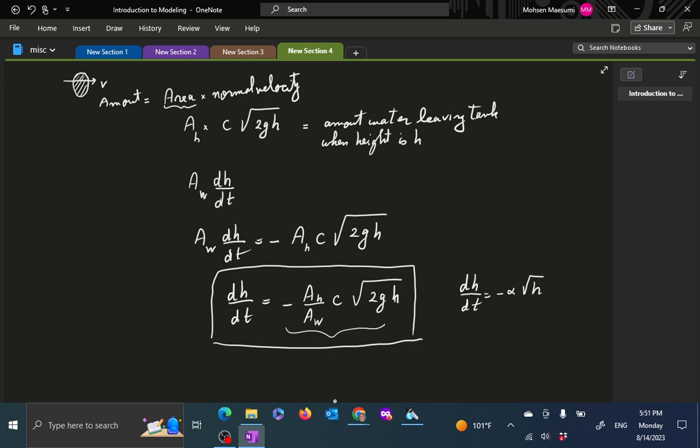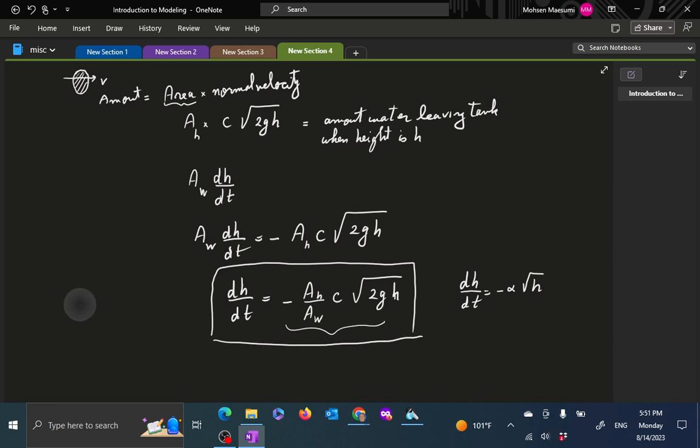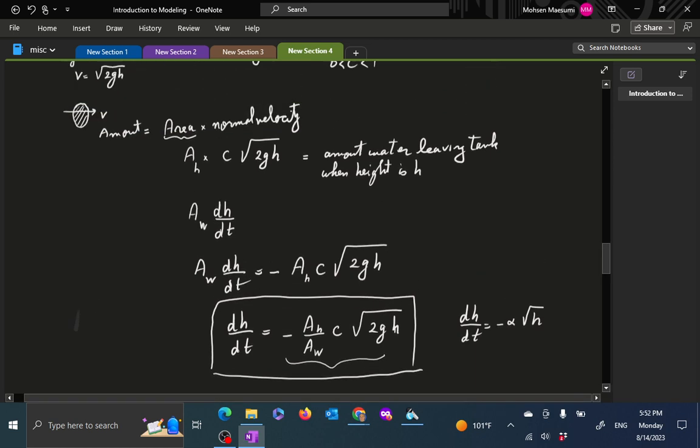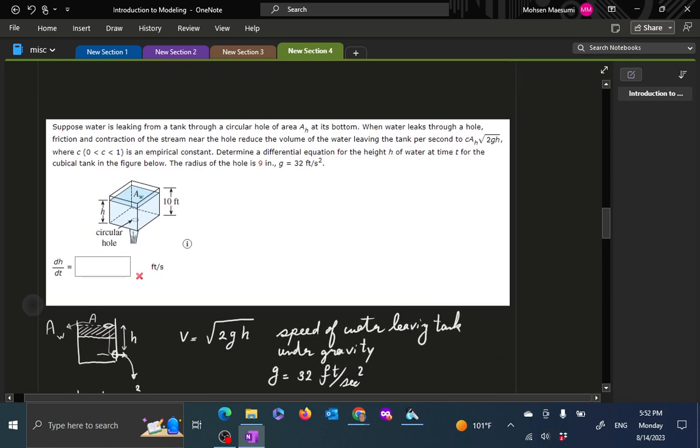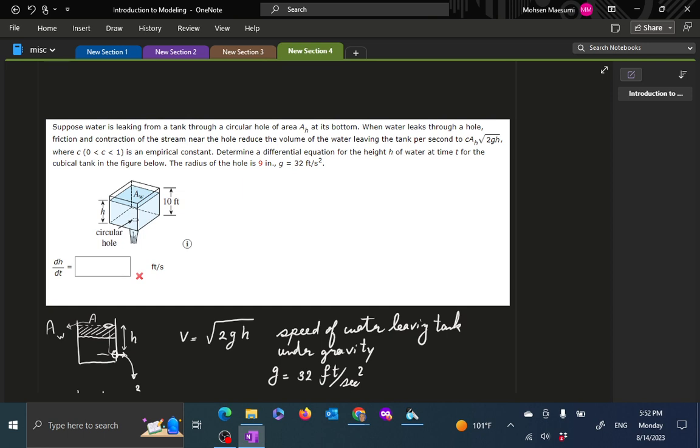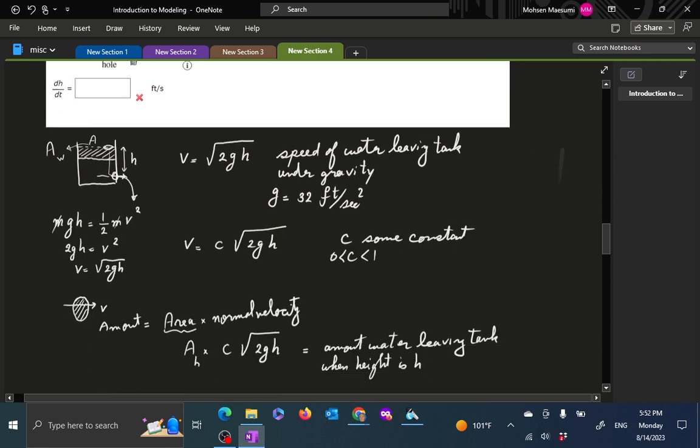How are we going to solve it? Well, we are going to see that in the next lecture, how we attack this kind of problem. But what the problem was asking was what's the differential equation for h? dH/dt is going to be equal to some expression, and this is the expression that we have. Some specific numbers are given. g is given as 32. Radius of the hole is given as 9 inches, so it's not a small hole at all, whatever it is.